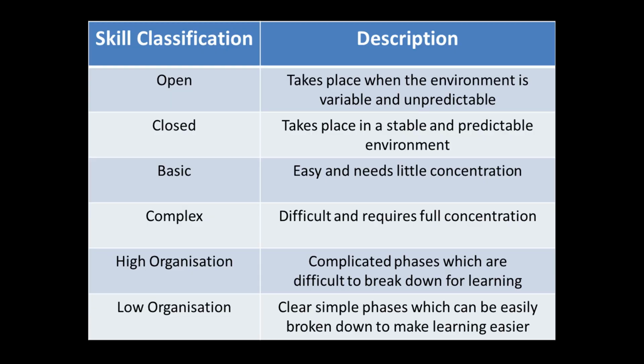For exam questions on this topic, you might get asked to give an example of a skill that is, for example, open, and you could say dribbling in basketball, and you might have to explain why. So you need to talk about how dribbling takes place in a variable and unpredictable environment. Or you might get asked about a particular skill, such as a somersault in gymnastics. You could get asked to classify that skill as high organisation or low organisation, and you would need to say it's high organisation because there are lots of complicated phases which are difficult to break down for learning.